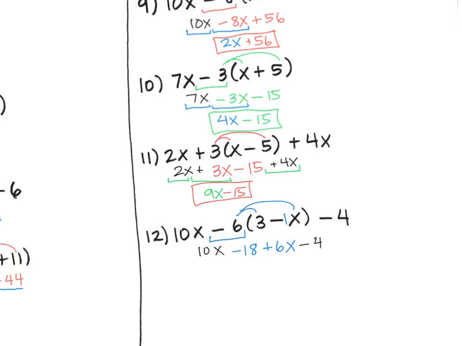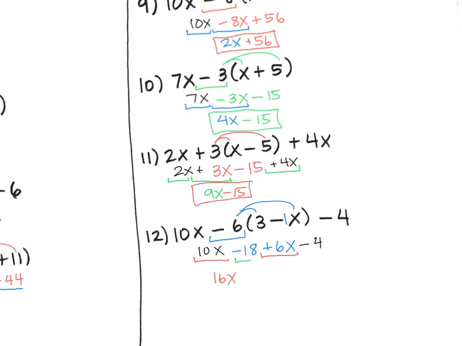Okay, now when you combine like terms, it doesn't matter if you do the x's first or the constants first. I like to do the x's first. So 10x, where's another x? Right here, plus 6x. 10x plus 6x is 16x. Okay, we're okay so far.